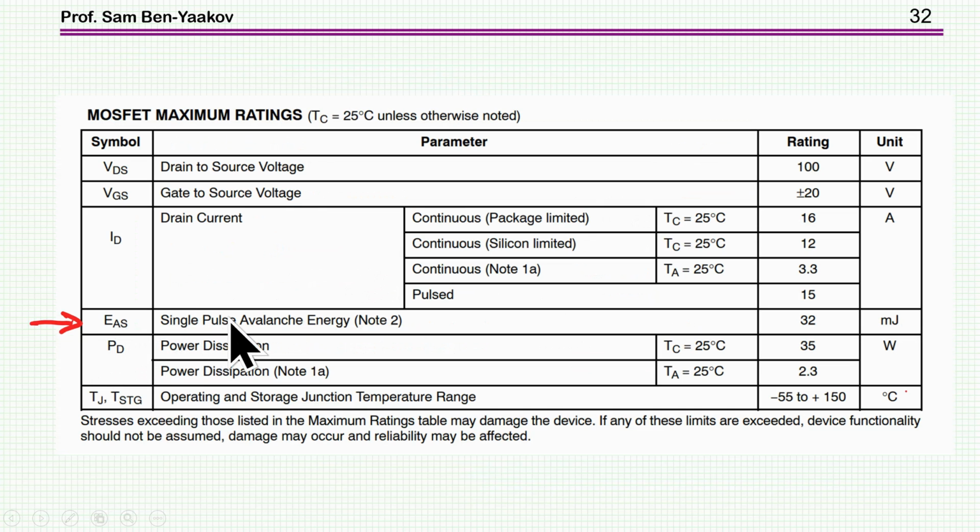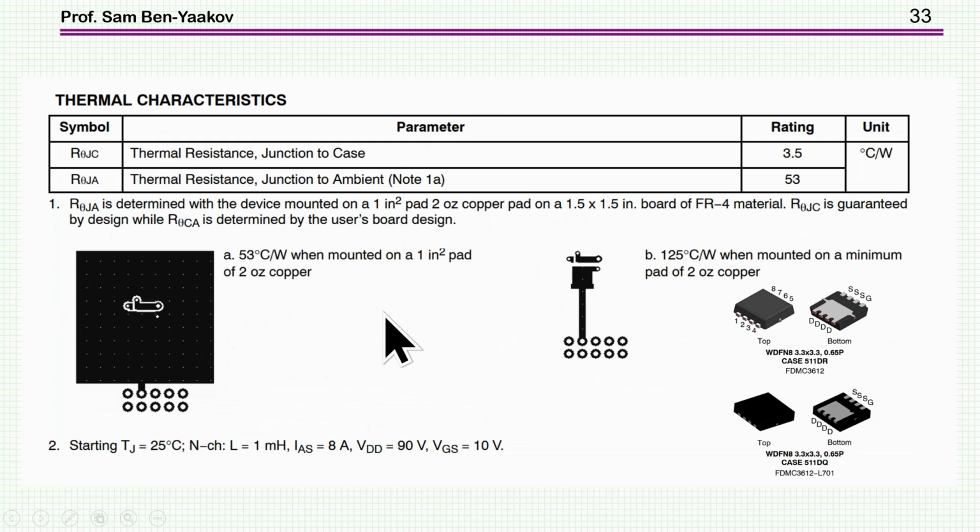Here is the single pulse avalanche energy, okay? And it is 32 millijoules, so it is quite a bit, and as we'll see, our design is really much below that. And then there is information about the thermal resistance in units of degrees centigrade per watt. This is very important information, of course, to evaluate the temperature rise of the junction.